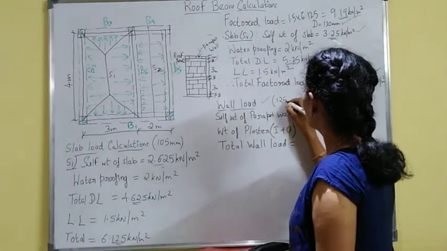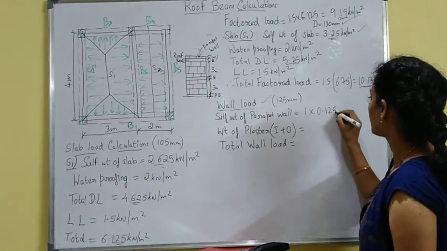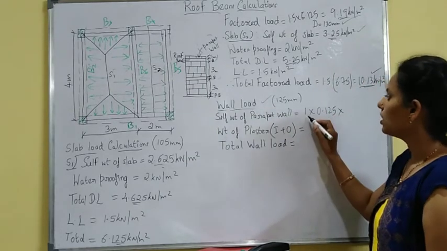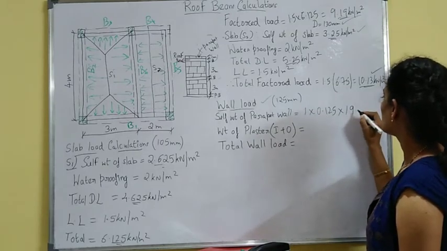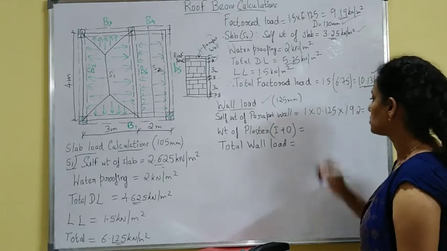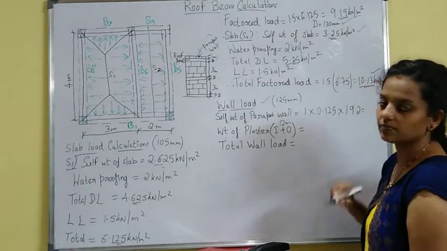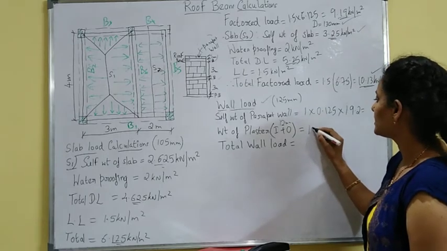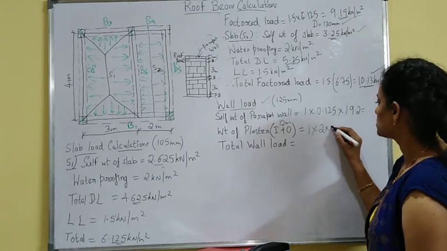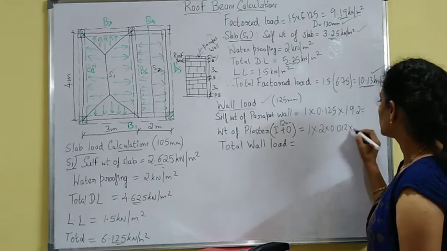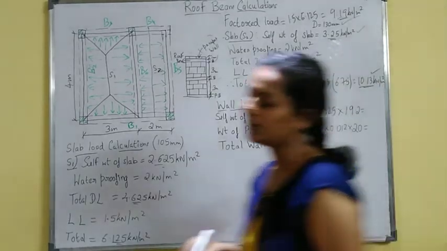Thickness is 125 mm, so 0.125. 1 meter into 0.125 into density of wall, which is 19.2. Then weight of plaster, here again the same 12 mm thickness plaster. So height is 1 meter, plaster inside and outside, so 2 times 0.012 into density of plaster, which is 20. Just calculate and get the value.